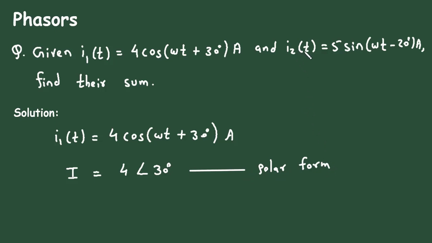Since it is I1, this will be capital I1. Now we will write I2. I2 of t is equal to 5 sin(omega t - 20 degree) ampere.